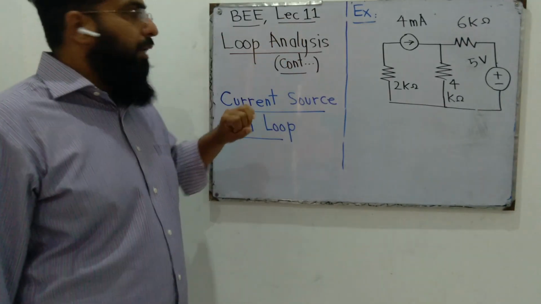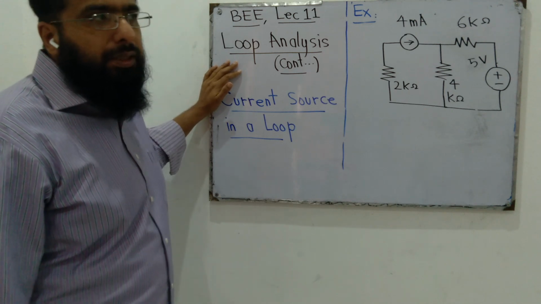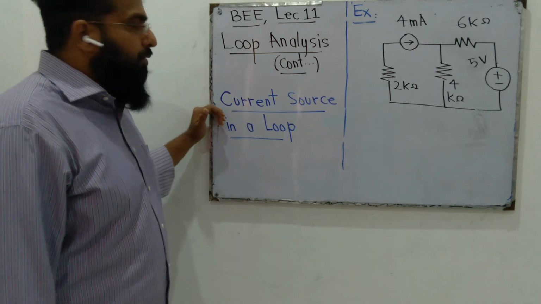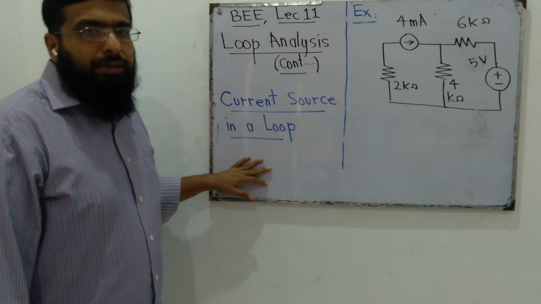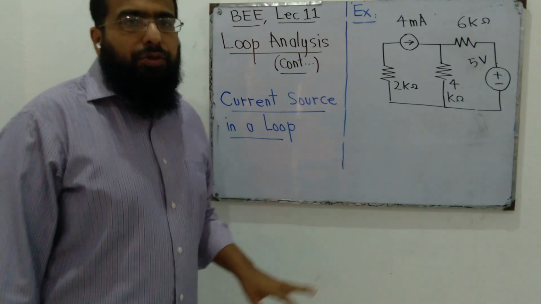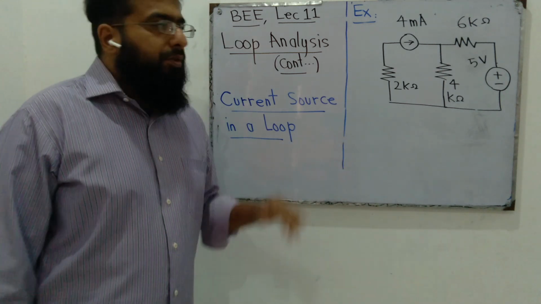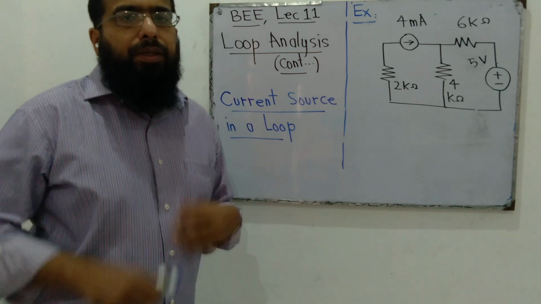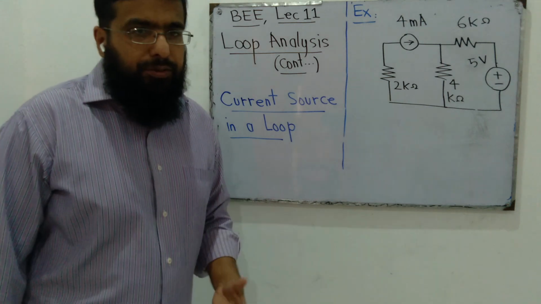It's lecture number 11. We are studying loop analysis, and today we'll solve a problem where we have a current source in a loop. This is a special situation. If we have a current source in a loop, we don't write a KVL equation for that loop. We just assume the current of that loop to be equal to that of the current source.